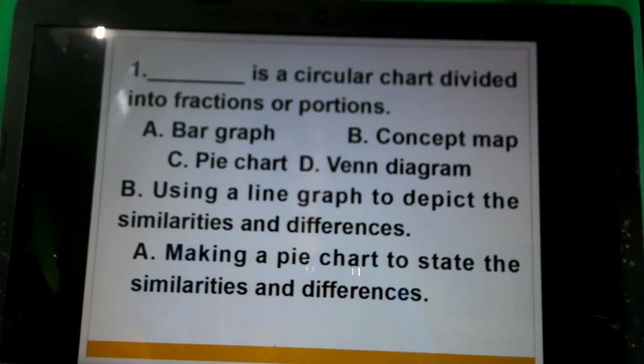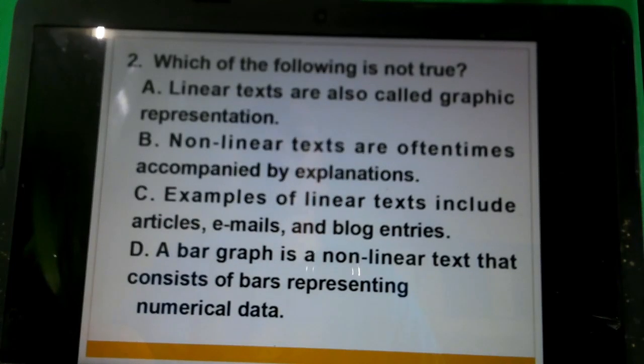Okay, very good. If you have answered that. Letter B, using a line graph to depict the similarities and differences. A is making a pie chart to state the similarities and differences. Which of the following is not true?